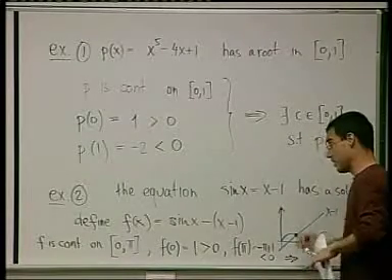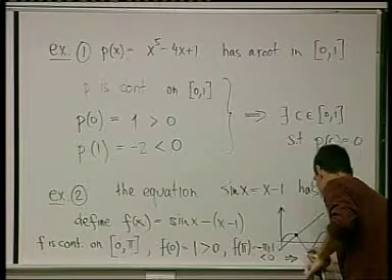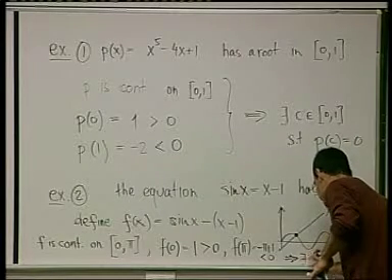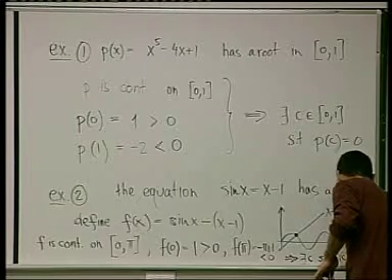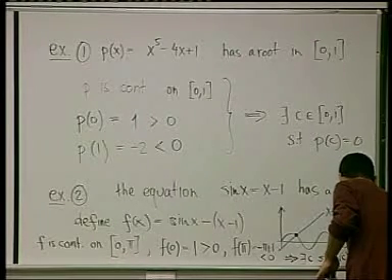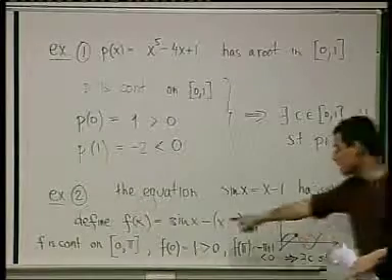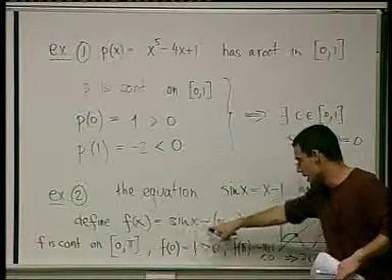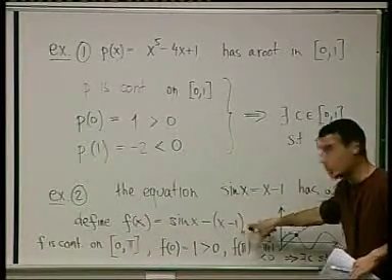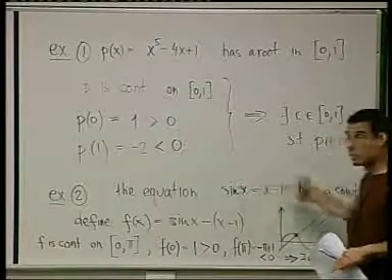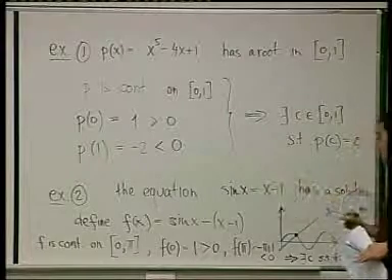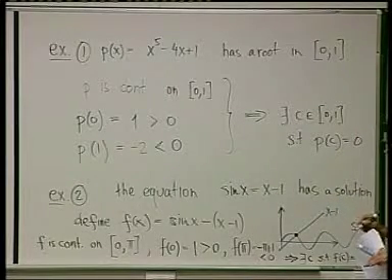So therefore, by the previous theorem, there exists a c such that f of c equals 0. And saying that f of c equals 0 is saying that sine c minus c plus 1 is 0, which is saying that sine c equals c minus 1. So we found a solution to this equation.